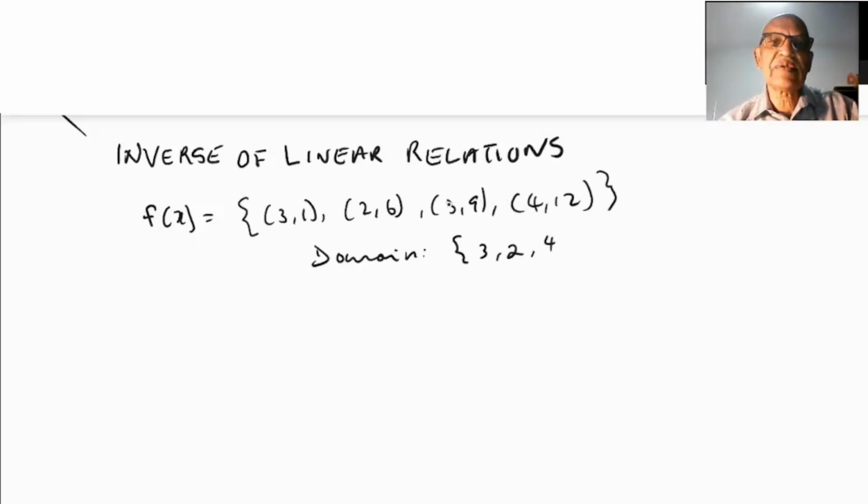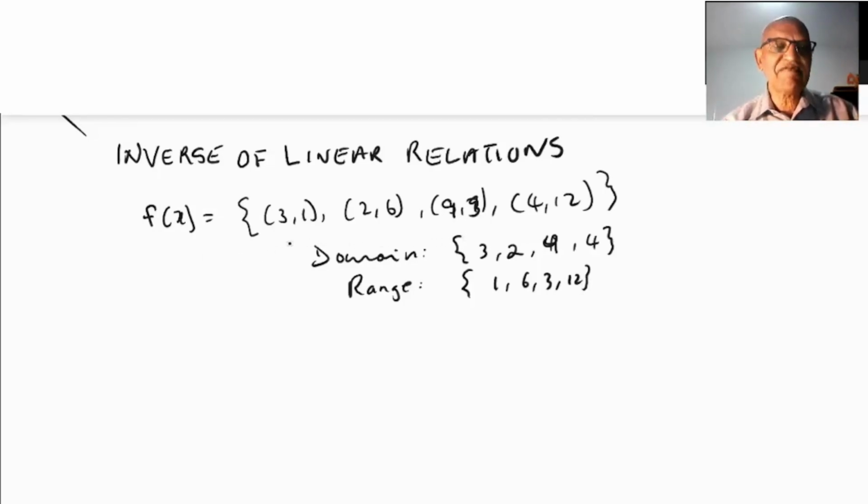Okay, let's do this one, not to be confused with 9, 3. Okay, 3, 2, 9, and 4. And the range will be the values of y. The values of y are 1, 6, 3, and 12. Okay, so this is the function, the given function.